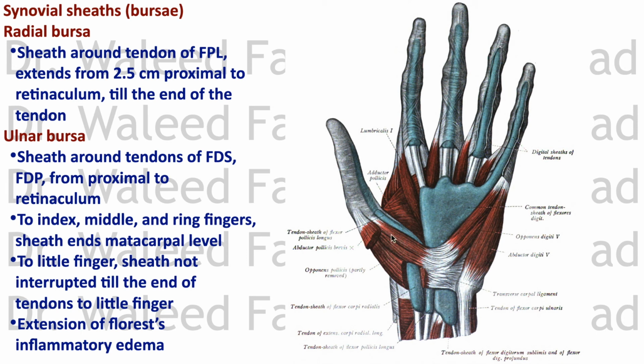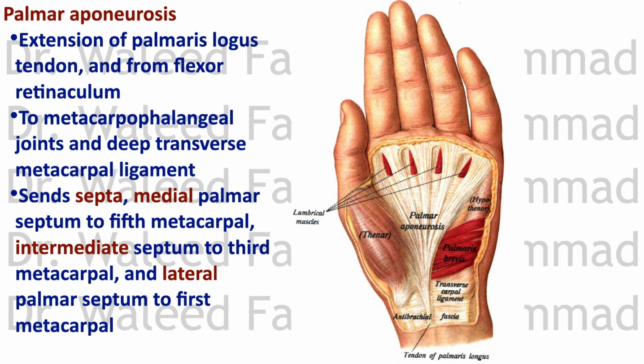Okay, so this is the radial bursa, and this is the ulnar bursa, and the synovial sheaths of the fibrous flexor sheaths that enclose the long flexor tendons. There was an infection actually common among florists that involves pulp space infection because of the thorns of roses.